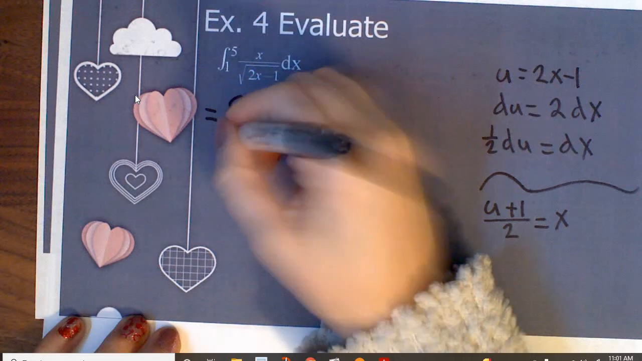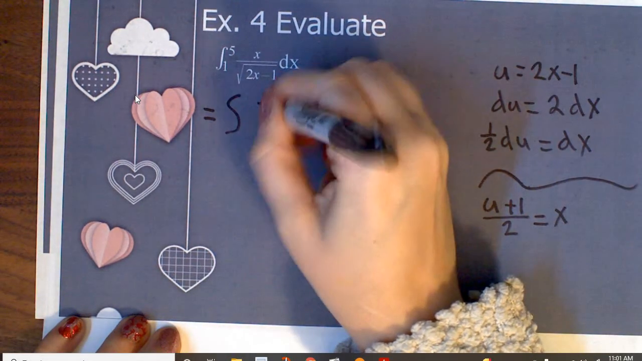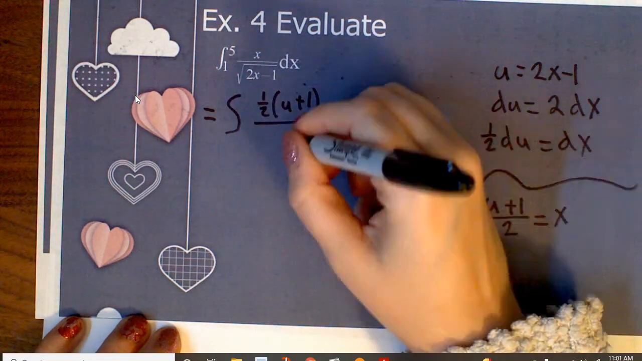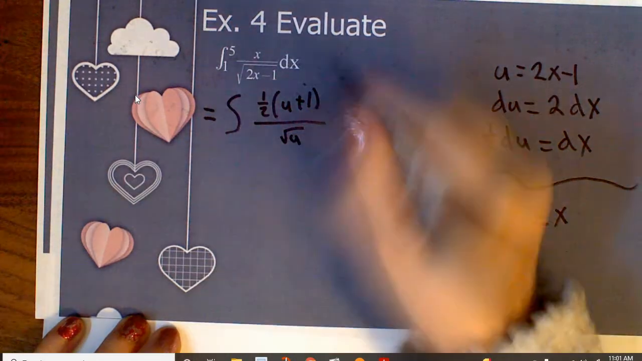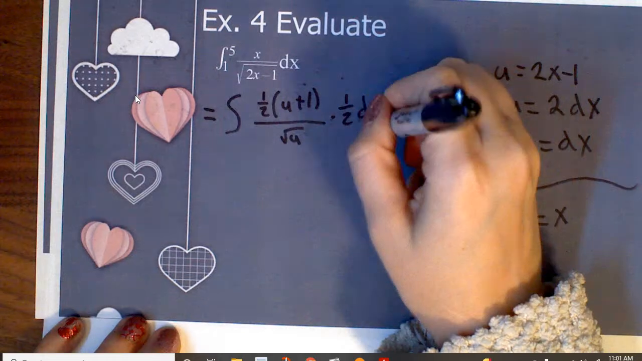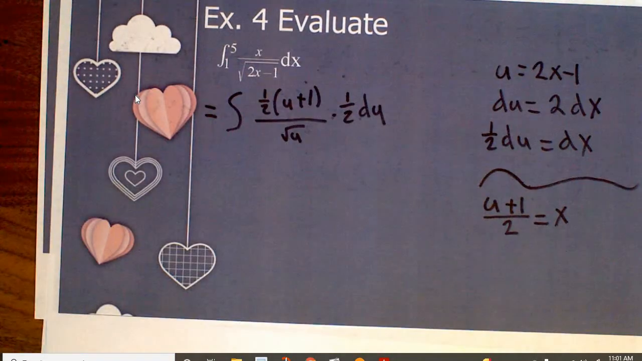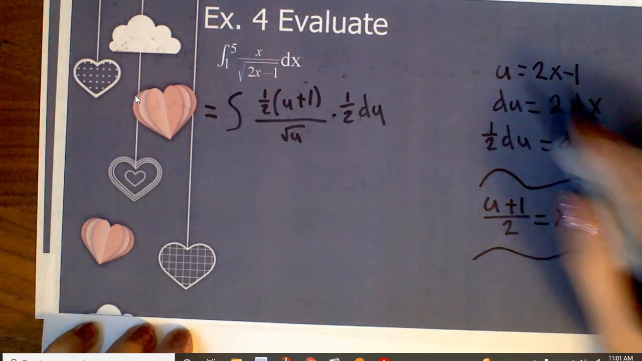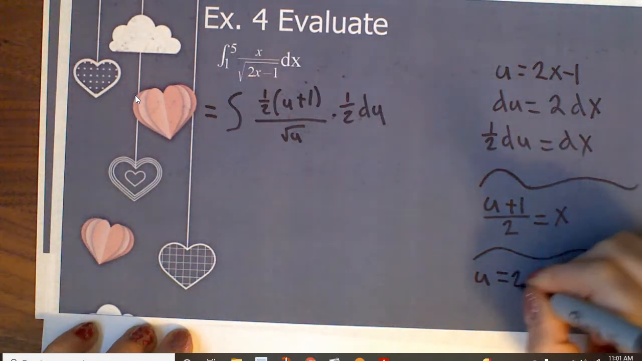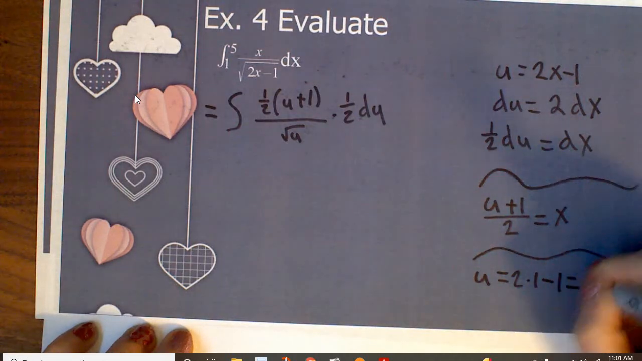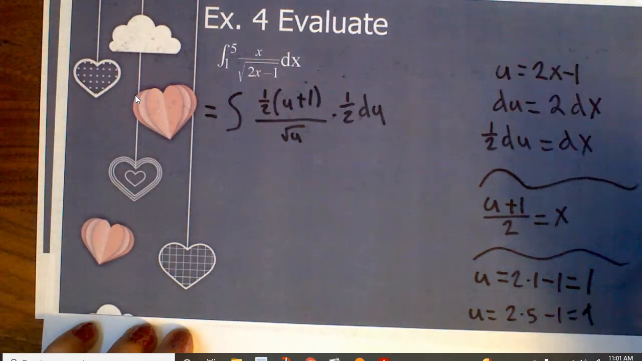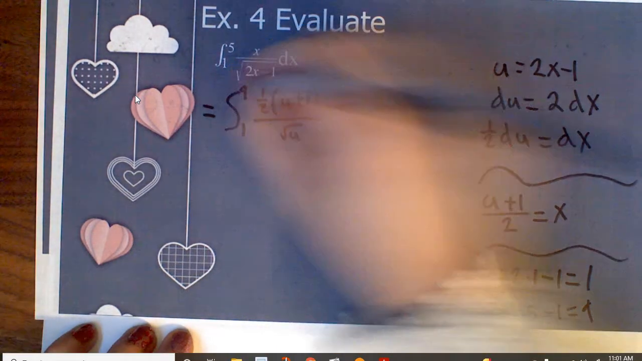Because then, when we substitute, notice that on top, it's just 1/2 u plus 1/2, divided by the square root of u, times 1/2 du. Well, because we just have a square root of u on bottom, we can simplify that. And then we also need to take care of our bounds. So I have u equals 2 times 1 minus 1, which still gives us 1. And then I have 2 times 5 minus 1, which gives us 9. So I'm going from 1 to 9.